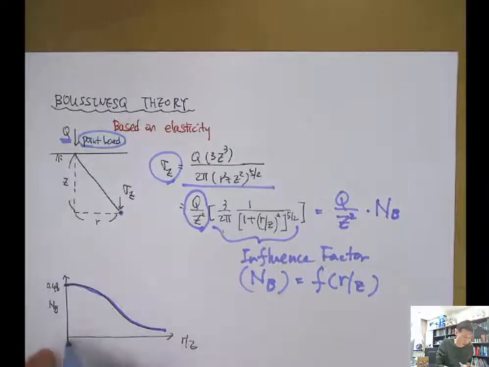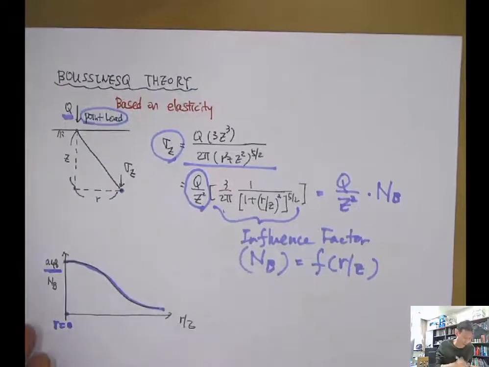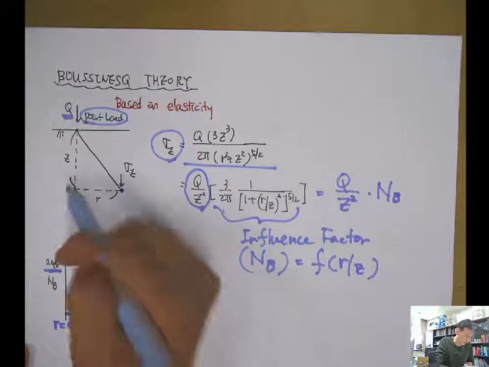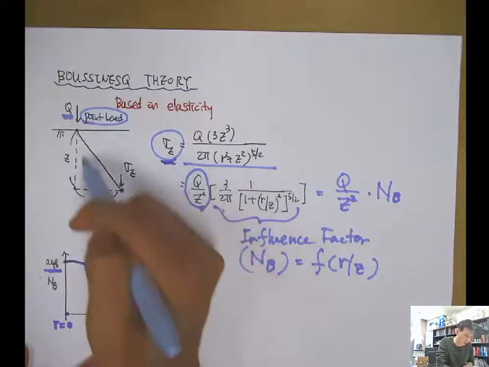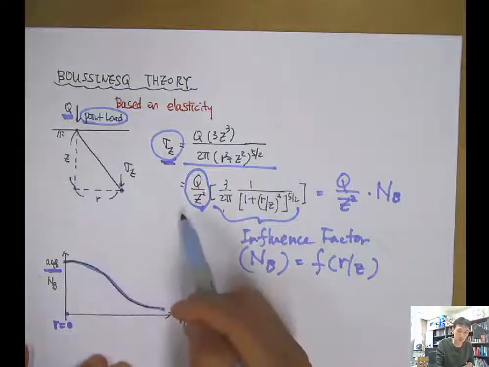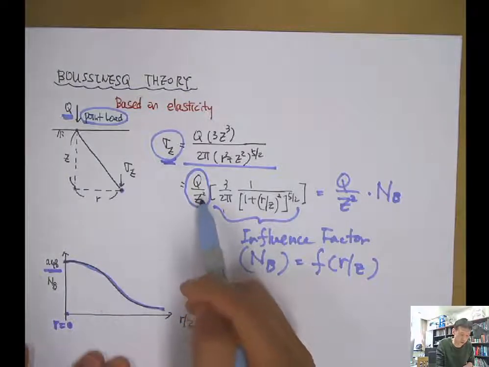So when the R is 0 here, the NB is 0.48 and R, or R over Z, is 0. And as the R increases or R over Z increases, the NB decreases. And if the R is 0, the stress increase sigma Z will decrease inversely proportional to the Z square.